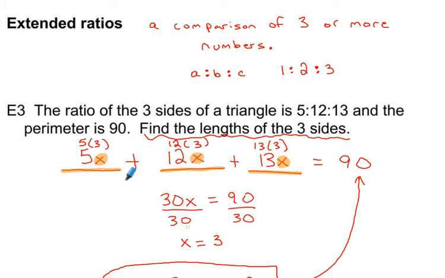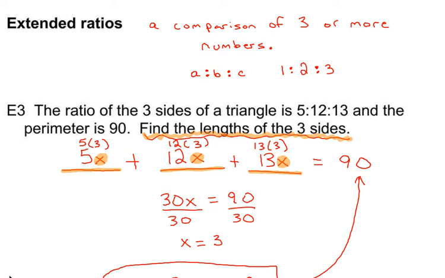When you solve for x, you divide by 30, that gives you x equals 3. Now, guys, they're looking for the lengths of the three sides, not what x is. To find the lengths of the three sides, you've got to plug it back in.